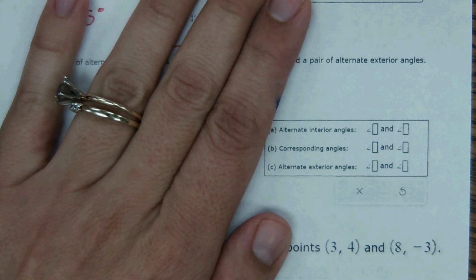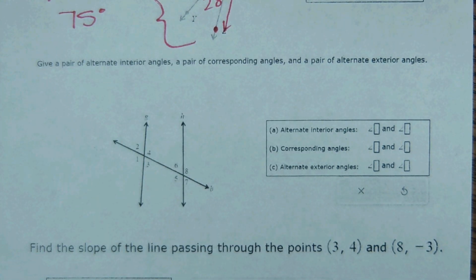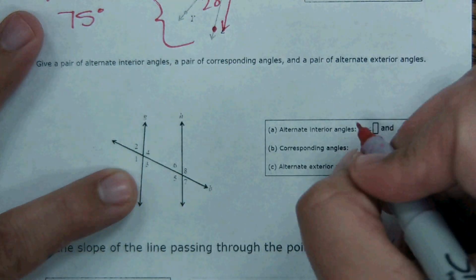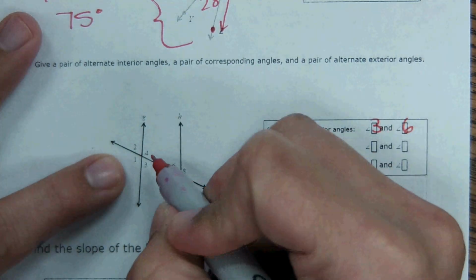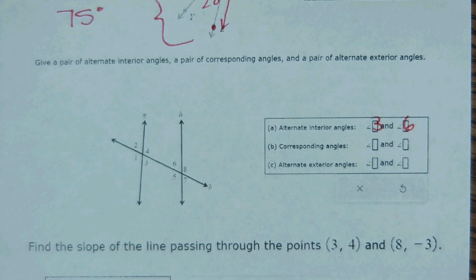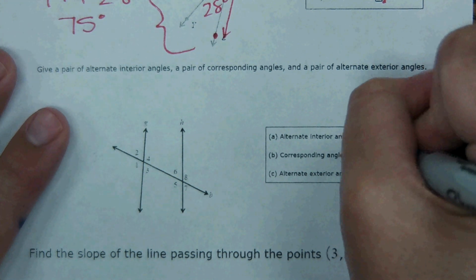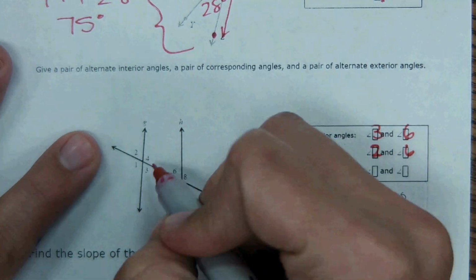Okay, next it says give a pair of alternate interior angles right here. 3 and 6. A pair of corresponding angles and a pair of alternate exterior angles. So what did you say? You said 3 and 6? Yeah, that would be alternate interior. Good job on that one. And it could be any pair. It could also be 4 and 5. That would be correct as well.